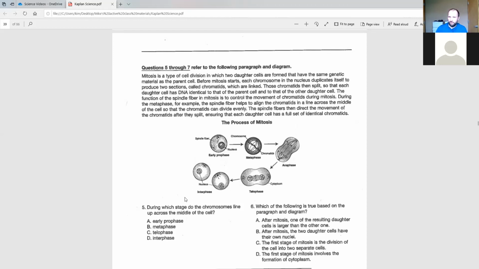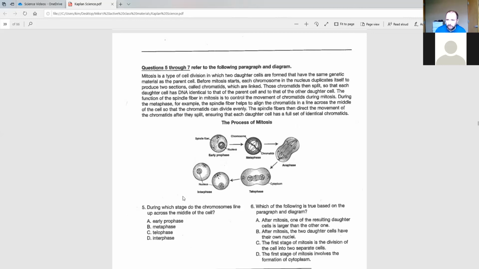Okay? So this is a great example of a question where you very likely might read all of that, and then at the end of it, be like, what the heck did I just read? I don't understand any of it. But let's read the question and see if you can answer it. Because it's not as hard as it sounds, right? All of that stuff sounded complicated. But if we look at the question, number 5 says, during which stage do the chromosomes line up across the middle of the cell?